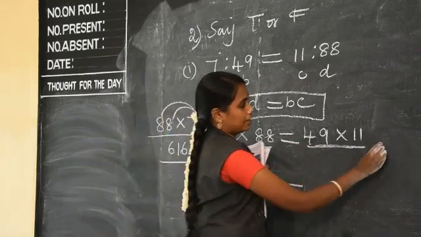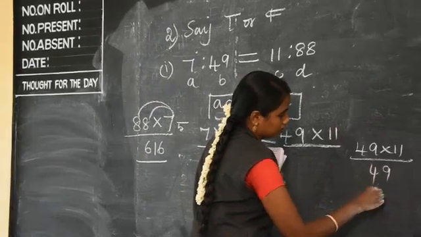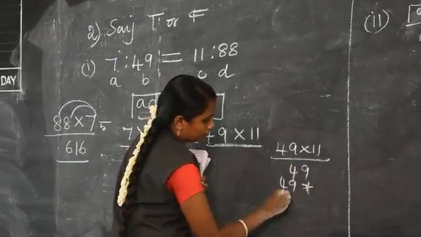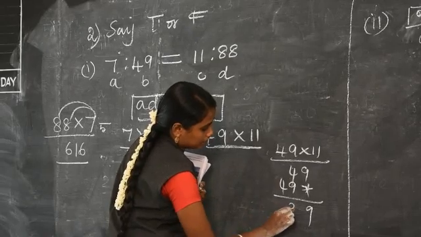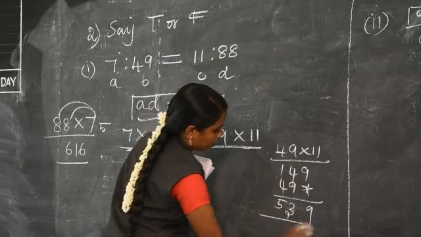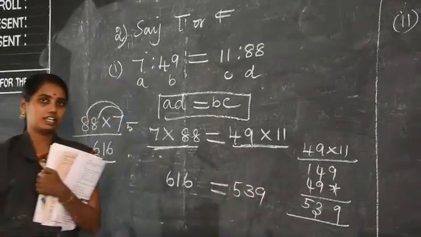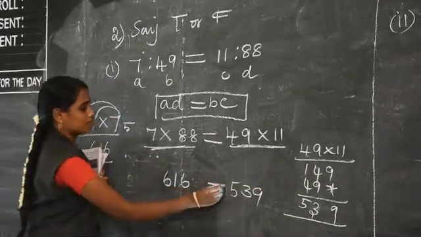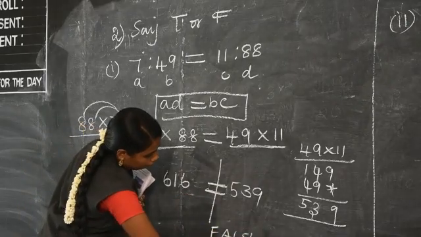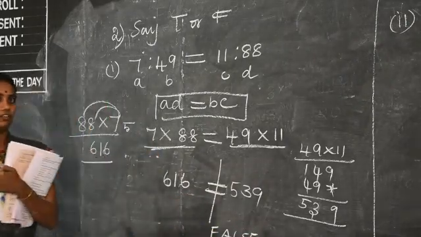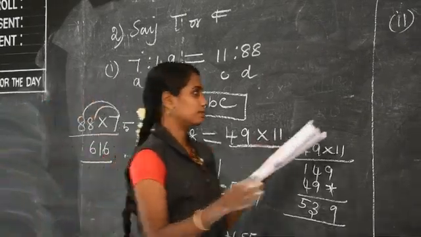Here multiply 49 into 11: 9, 4, 9, 4 plus 9, 13, 4 plus 1, 5, 539. Are they equal? No. Here the equal symbol is there, it is not equal. So the statement is false. It is not in proportion. Okay. My next problem.